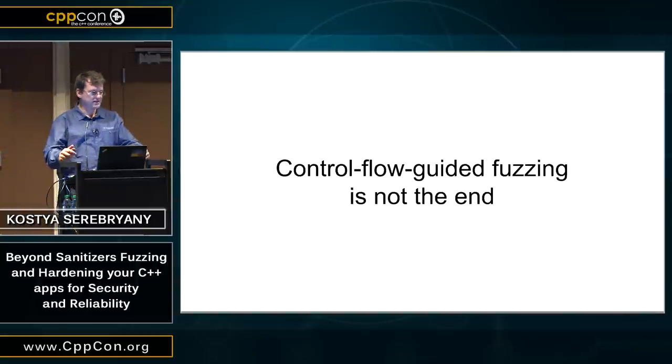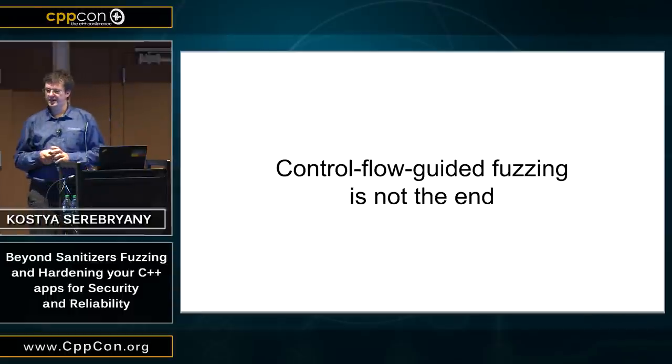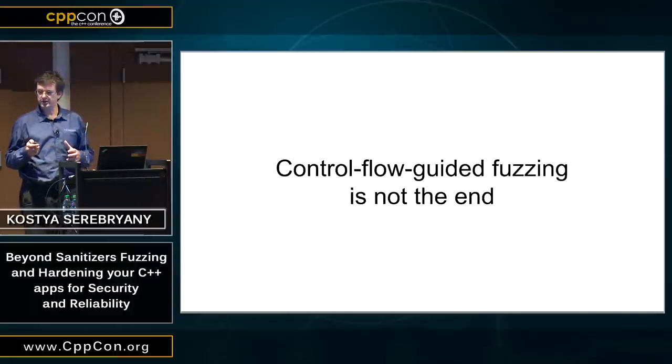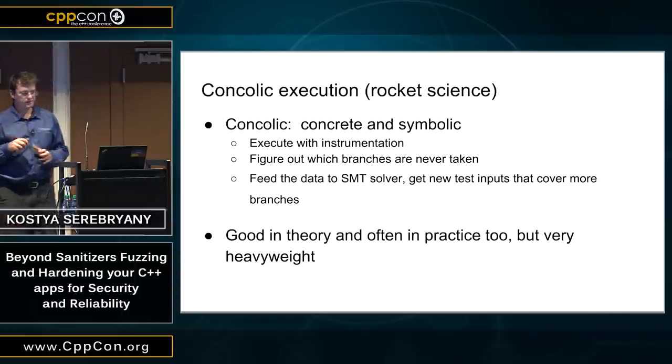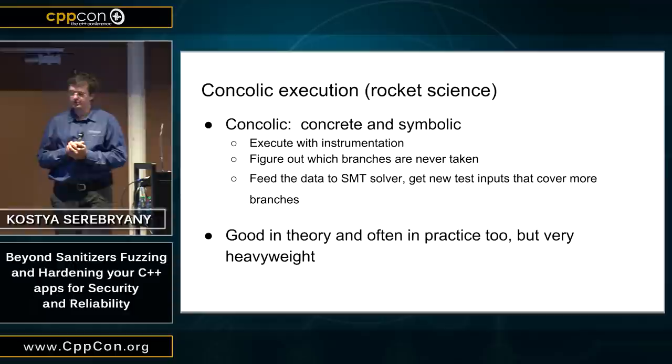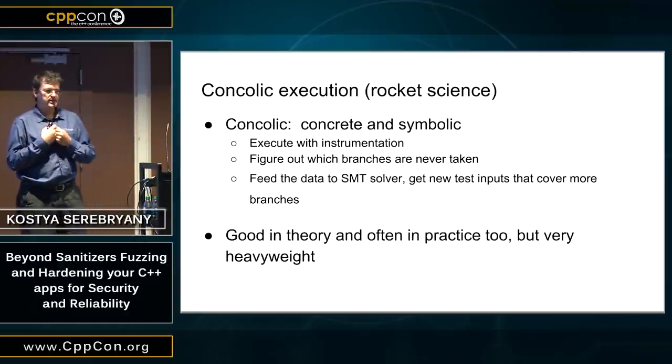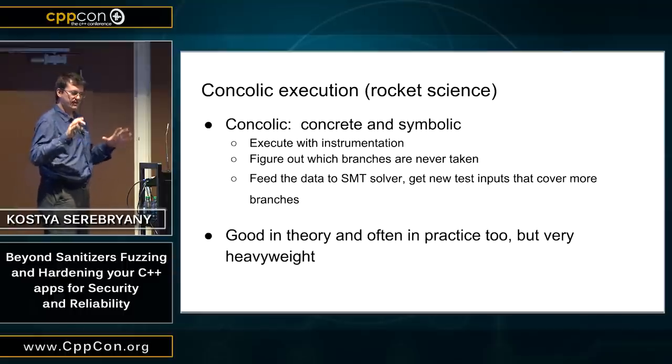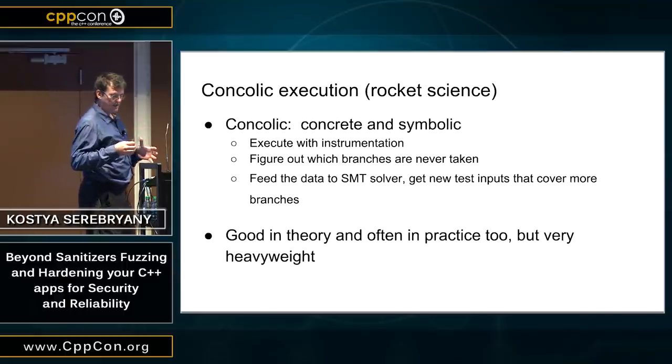Control flow guided fuzzing is not the end. It's an intermediate state of this science, and there are many more new things that we want to explore and that other teams are already working on. First of all, I want to mention concolic execution, and from my standpoint, this is kind of rocket science, very complex, very scientific, and very efficient.